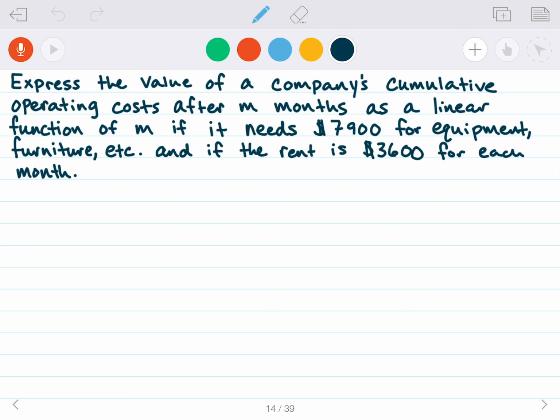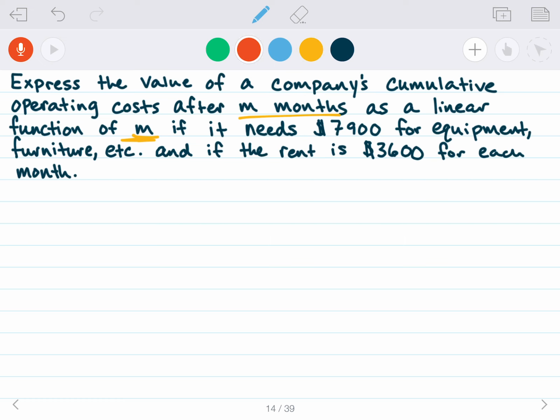Okay, express the value of a company's cumulative operating costs after M months as a linear function of M. When it says a linear function of M, that means that M is acting like my X, okay? So in your homework, you might see a linear function of T. That means that we're writing Y equals MT plus B, okay? Or instead of Y, it could be F of T equals MT plus B. So M is acting like my X here, okay?